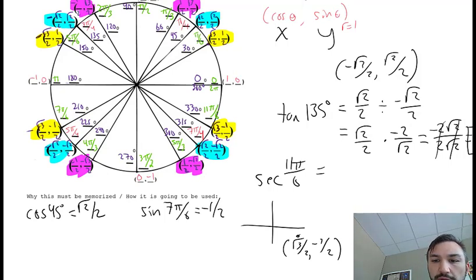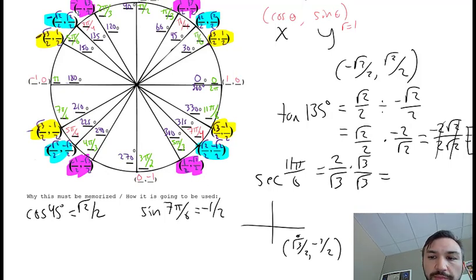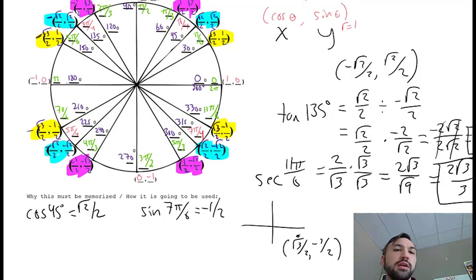So if cosine would be square root of 3 over 2, secant is going to be 2 over the square root of 3. And then you're almost done, except again, remember we don't like to leave square roots in our denominator. So you would have to multiply the top and the bottom by the square root of 3. And then you've got your answer.